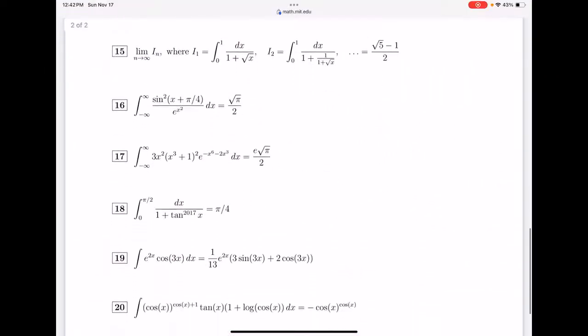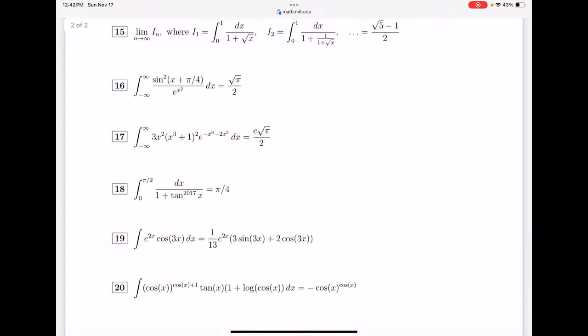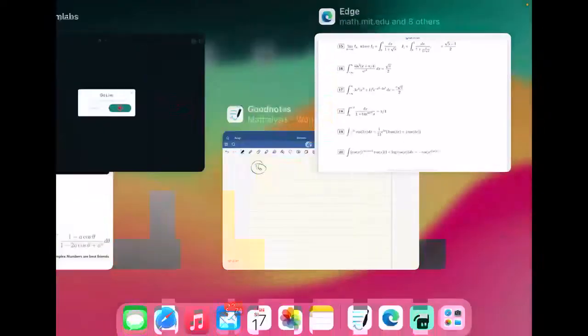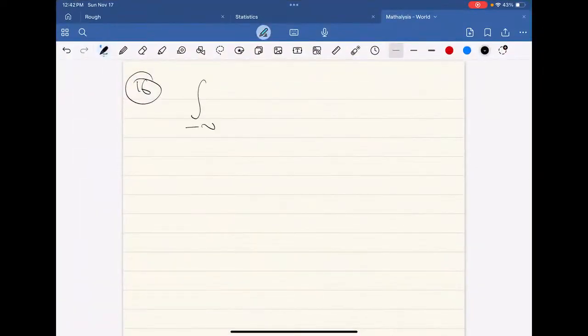Problem 16. Integral from minus infinity to infinity of sine square of x plus pi by 4, divided by e to the power x square, dx. Minus infinity to infinity, and then this is just sine square x plus pi by 4 by e to the power x square dx.